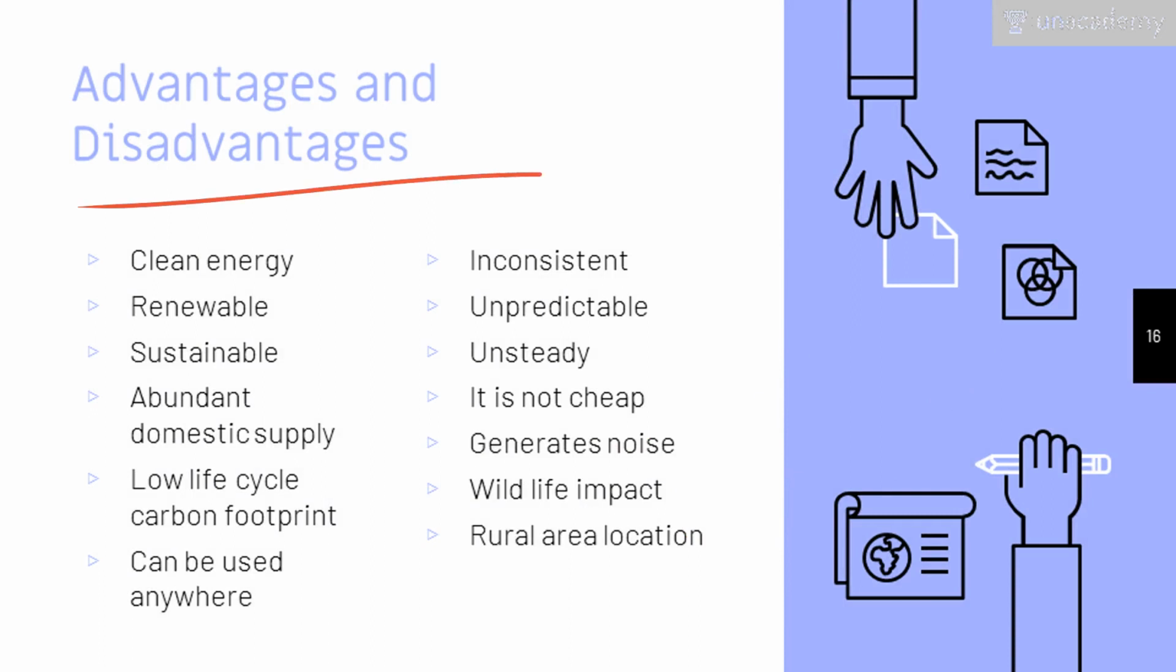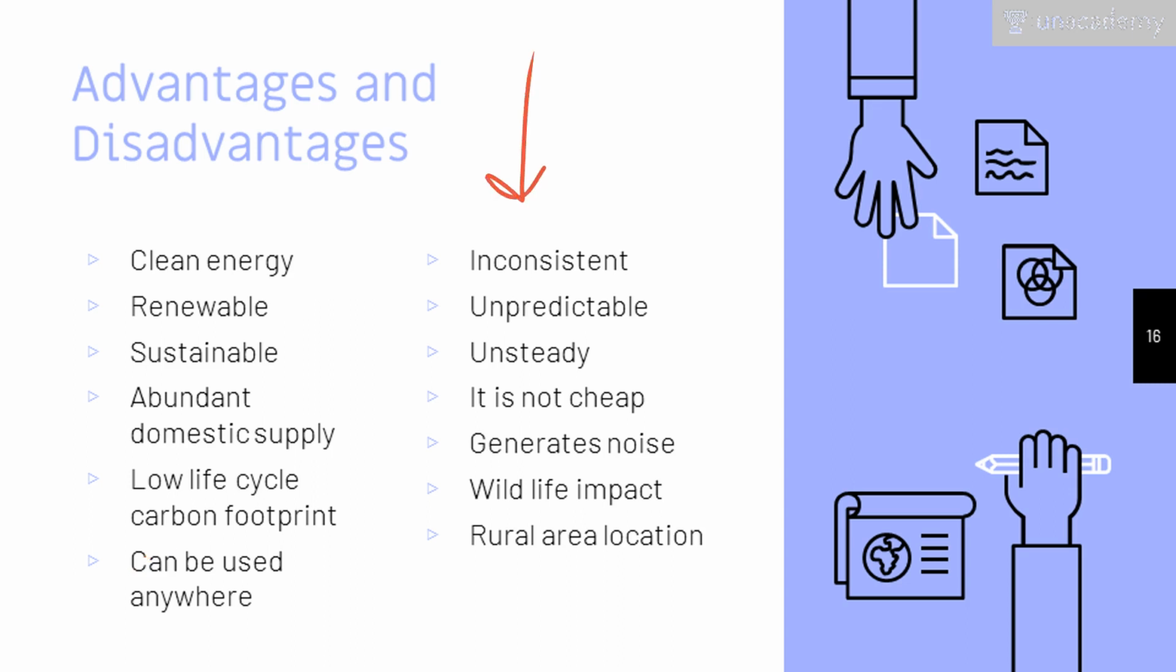So what are the advantages and disadvantages of wind power? Let's start with the advantages first. It is a clean energy. It is renewable, it is sustainable, it has abundant domestic supply, it has a low life cycle carbon footprint, and it can be used anywhere on this earth. It doesn't need a specific place.